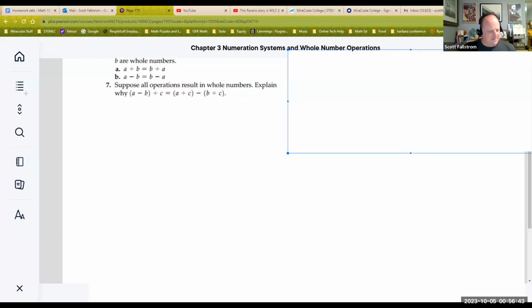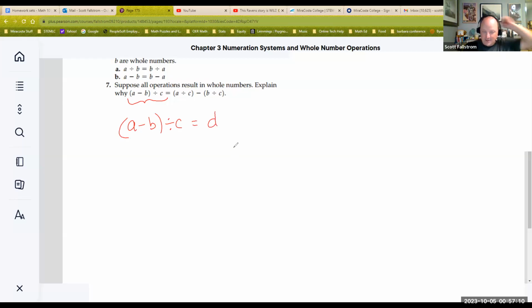So what we want to do is use the definition of division. Now, just remember, what does it mean? Let's take the left-hand side, and say that a minus b divided by c is equal to some number. I'm going to choose one of the letters that's not already used, so I don't mix them up. I'll call it d. So what does that mean?